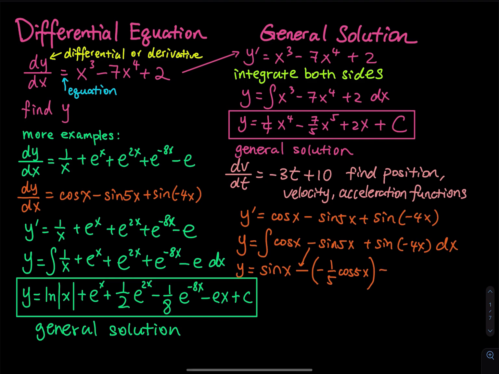And then the plus carry over, the integral of sine is equal to negative cosine. So we have negative cosine of negative 4x. And then here I will need to put a negative 4 in there. So when I take the derivative of cosine of negative 4x, the negative 4 and the fraction get cancelled. And then don't forget that we have to add a c at the end. So this one is a general solution.